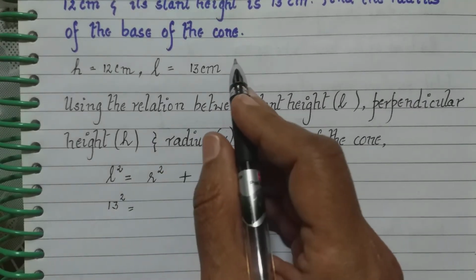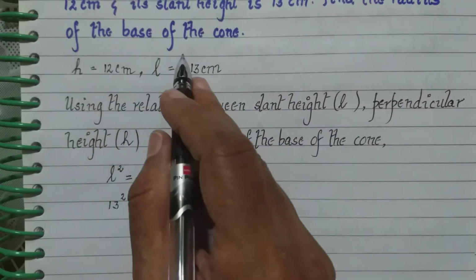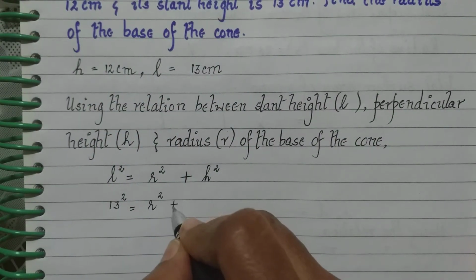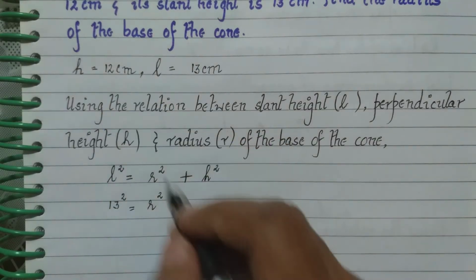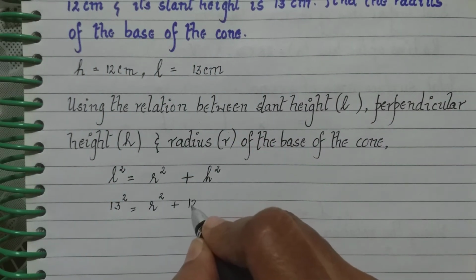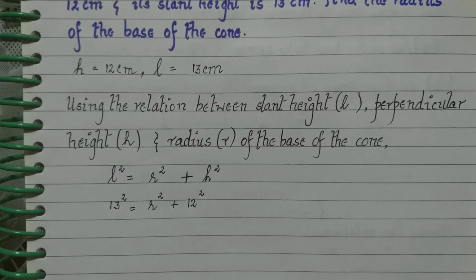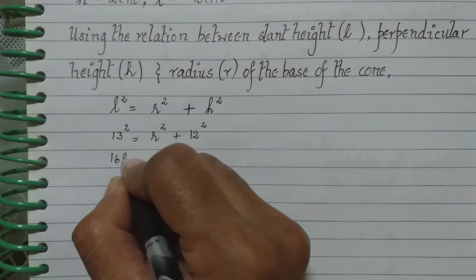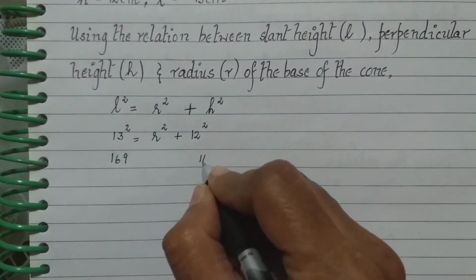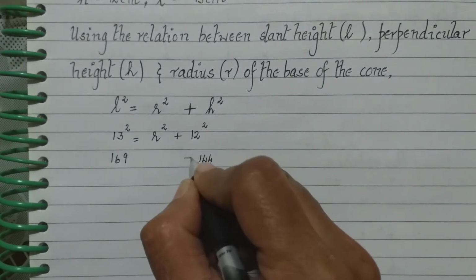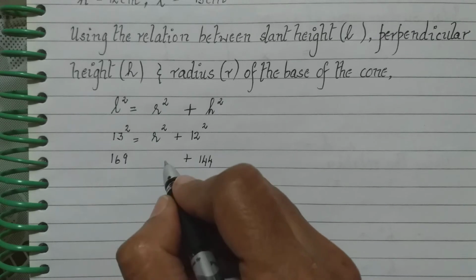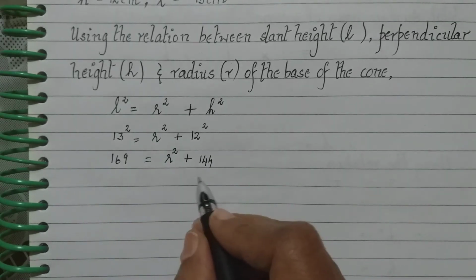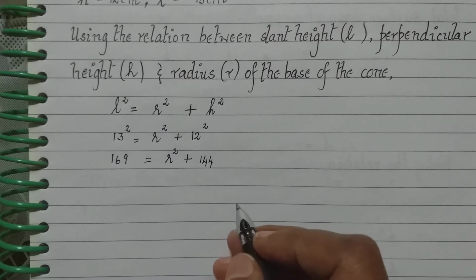We do not know what is r. We have to find what is radius of the base of the cone. So, we write r square as it is plus h here is 12. So, we write 12 square. Now, 13 square is 169. 12 square is 144 plus r square. So, 169 equal to r square plus 144.